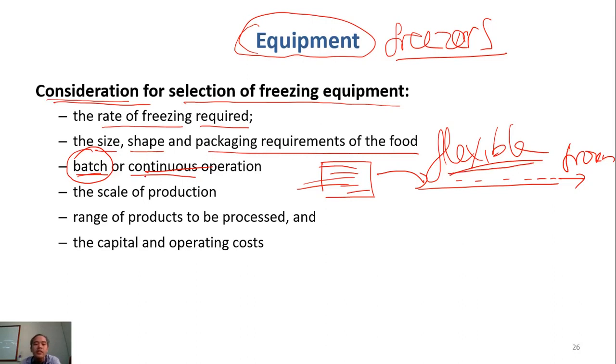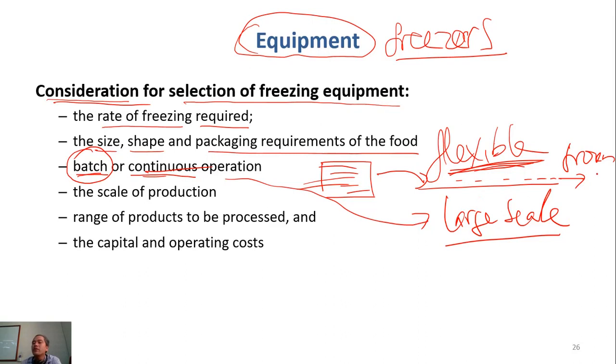And the continuous system is more suitable for large scale processing, but it's less flexible. It's more specific. If you do only one or two types of food the whole time, and you need a large scale, then you do continuous. Okay, and the other factors we consider are the scale of production, of course, how big, the range of products that need to be processed, and last but not least, the capital and the operation cost.